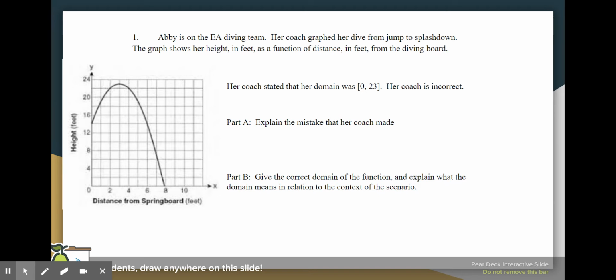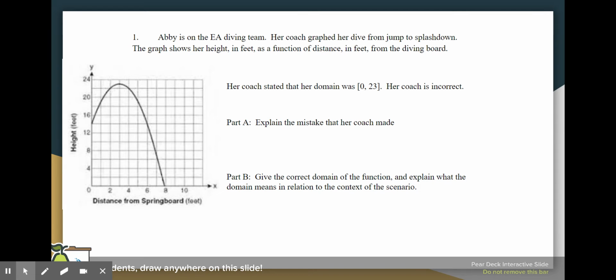And then part B, we have to find the domain. So why don't we do that first, okay? The domain, remember, is the values of the x, which is this. So the graph starts right here, which is at x equals 0. And it goes to here.